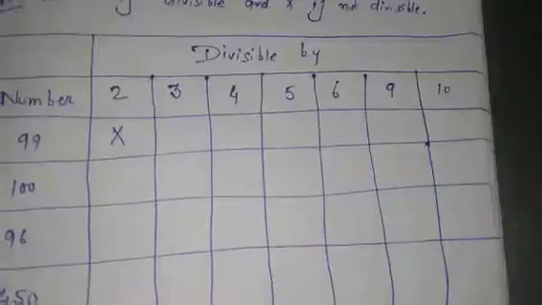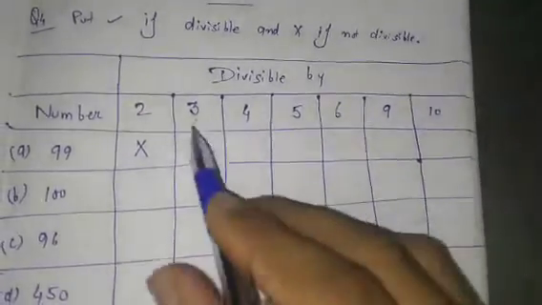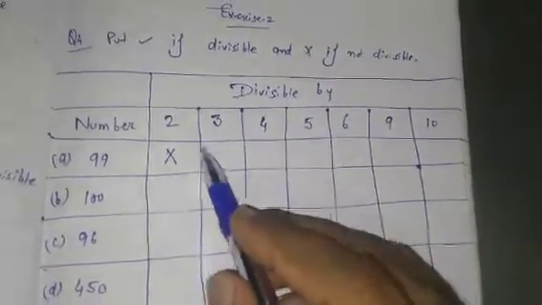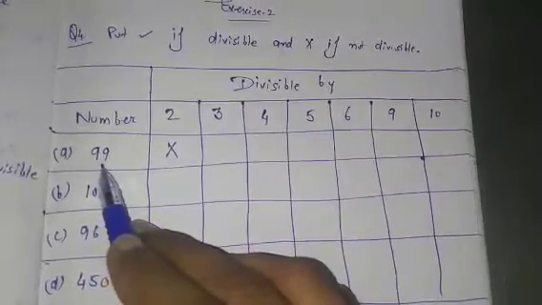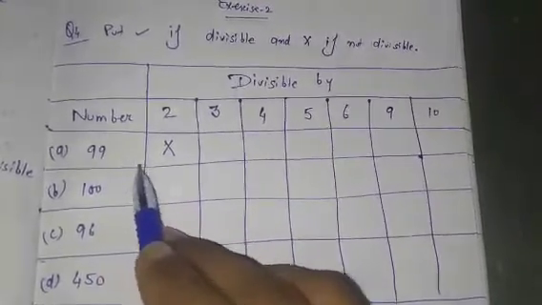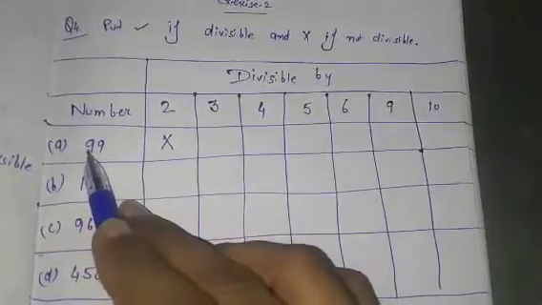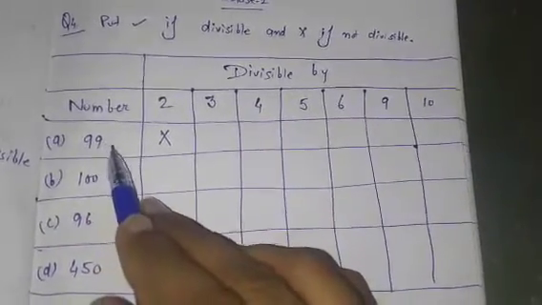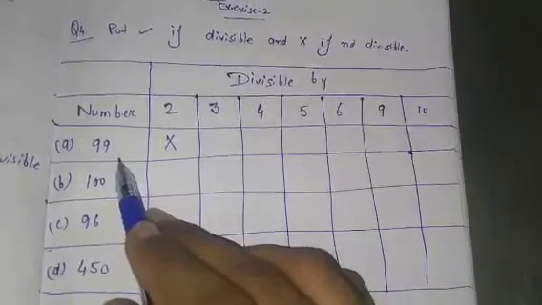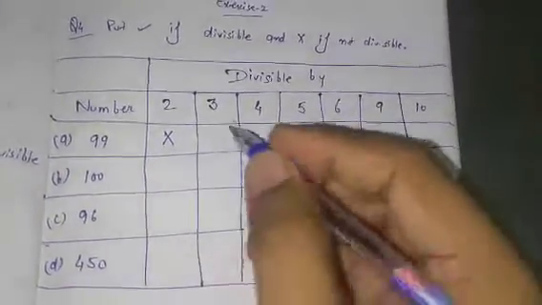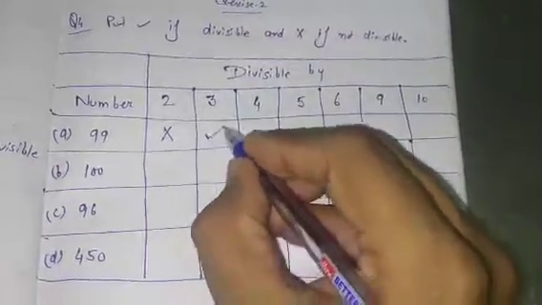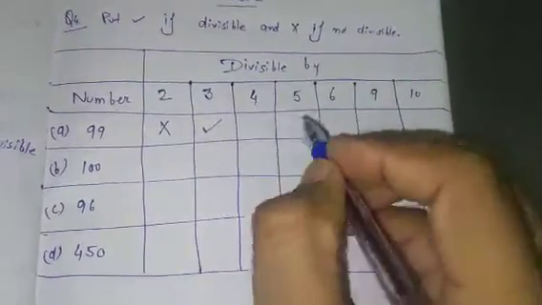Okay, and students, you know about the rule related to the 3. If the sum of the digits is divisible by 3, then that number will also be divisible by 3. So here the digits have been given 9 plus 9 is equal to 18, and students, you know 18 will be divisible by 3, so it means 99 will also be divisible by 3.